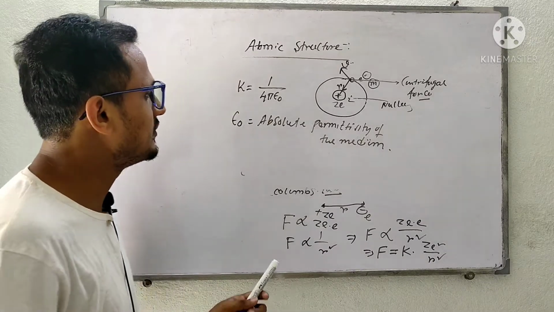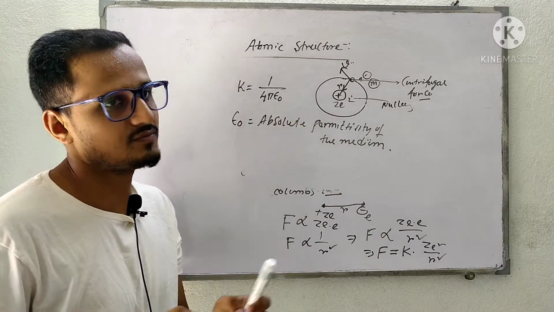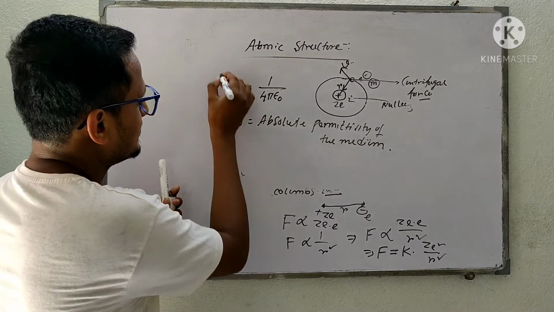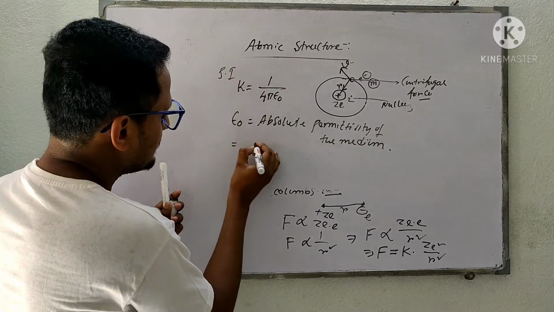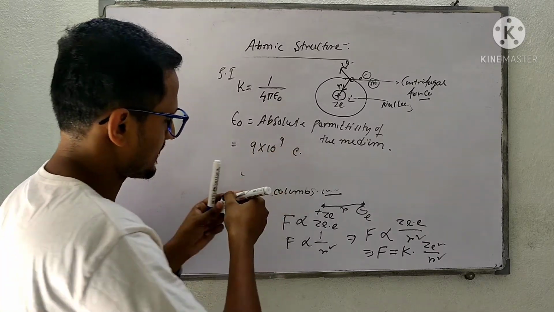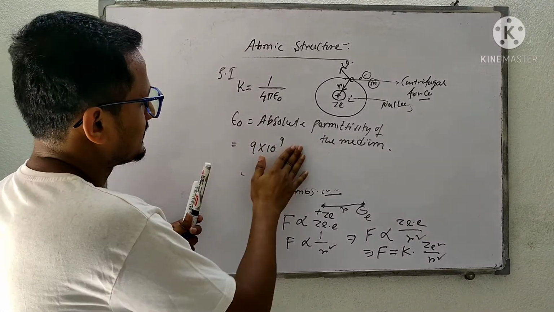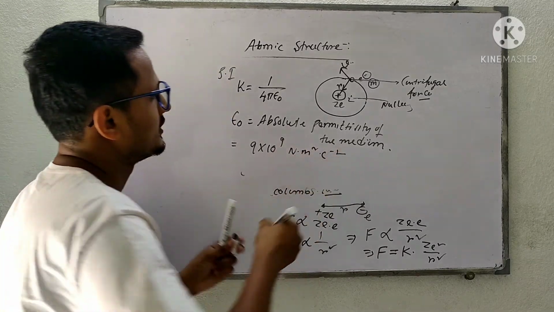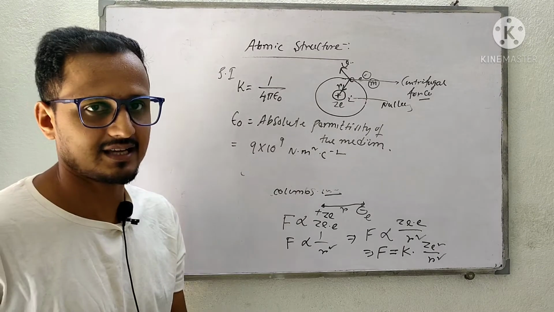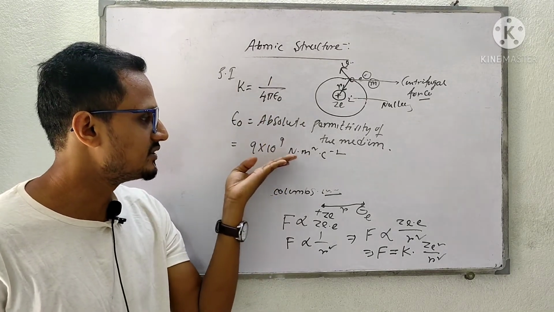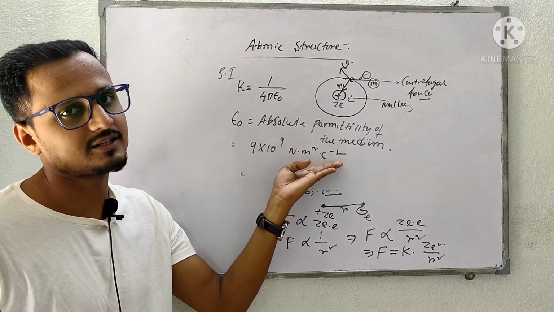If you put the value of absolute permittivity, that means 8.85 10 to the minus 12, then you will get the value of K in SI, which is 9 10 to the power 9 Newton meter square Coulomb to the power minus 2. So when you are calculating the radius in SI unit, you can put the value of K here, which is 9 10 to the power 9 Newton meter square Coulomb to the power minus 2.